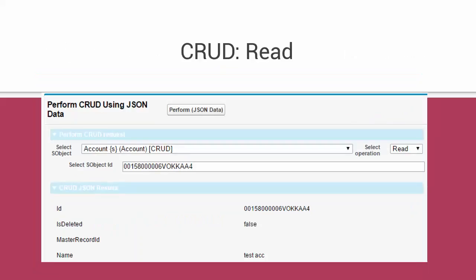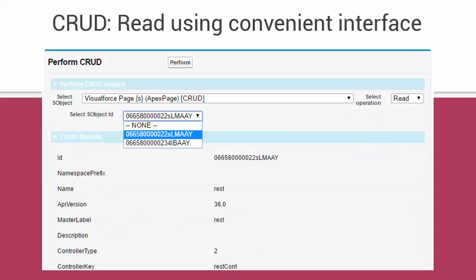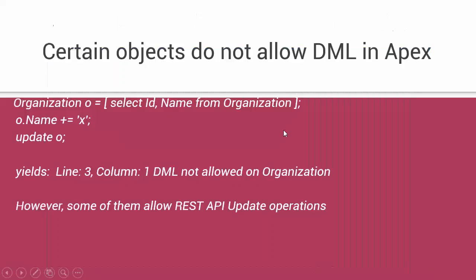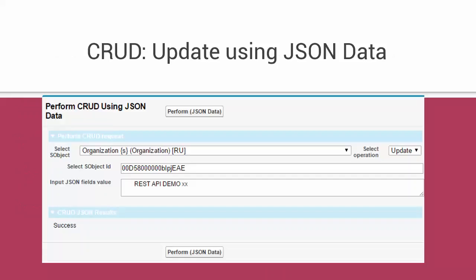So the next operation is read. We can also make read calls. Also, since we can make a query, we can populate all the Salesforce record IDs and select one ID from the list. And also, certain objects do not allow DML operations in Apex. For example, you cannot update organization because you will receive a DML not allowed on organization exception. However, organization allows you to make updates through REST API, which is very convenient in some cases.